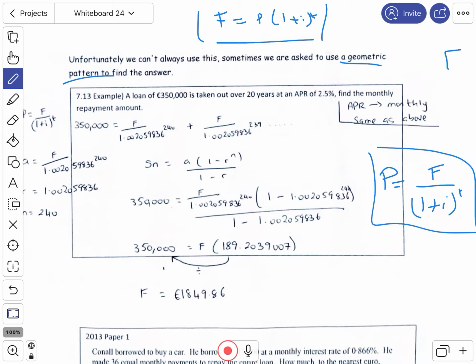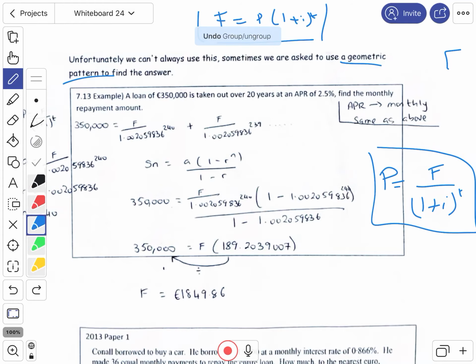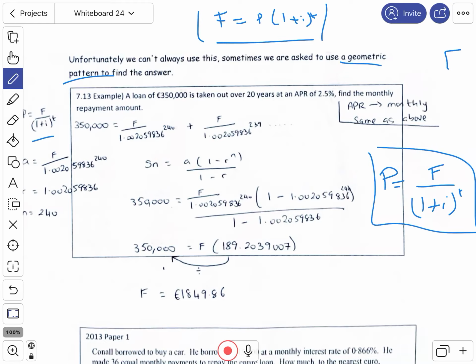So if I look at this question here, I can see that this is the value that I'm using. I have 350,000 as a large amount. I'm putting that on the left-hand side because it's one single large amount. And then I'm using F, the value that I don't know, all over 1 plus my interest to the power of time of 240. So the interest value again is coming from a minute ago when we got it, and the time again is coming from a minute ago when we got it, using these two parts here.